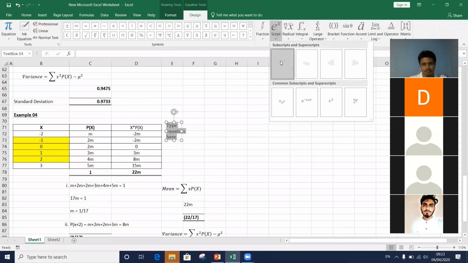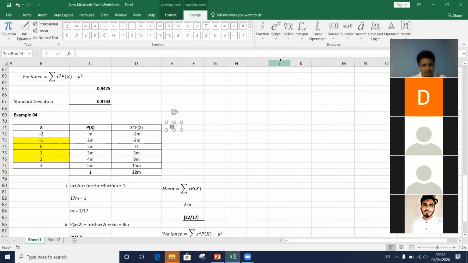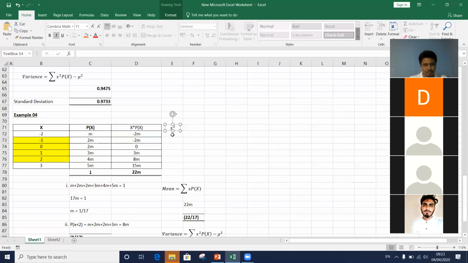X squared value. X squared. Right, here minus 2 squared, the answer should be 4. Minus 1 squared, 1. 0 squared, 0. 1 squared, 1. 4 and 9.